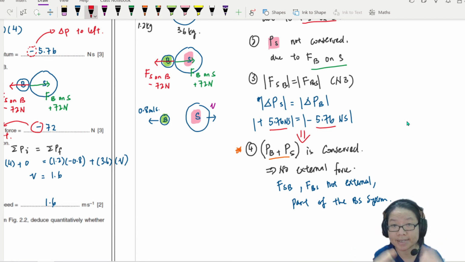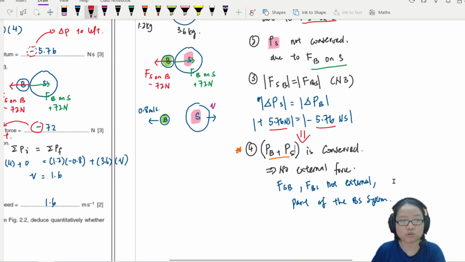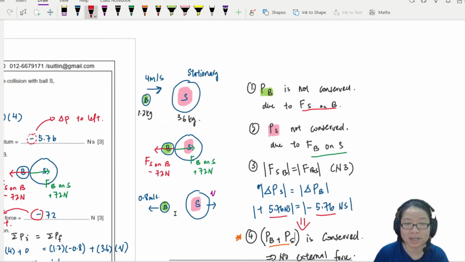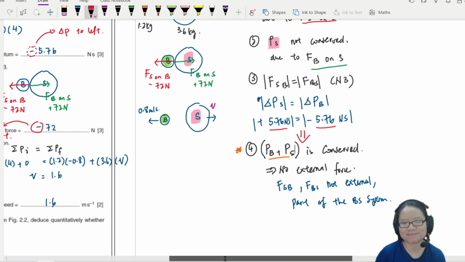Make sure your ideas are there, okay? They are not different things. They are the same. So how you choose your system is up to you. If you want to look at B alone, then momentum is not conserved, because there is an external force. If you look at S alone, then momentum is not conserved either, because there is an external force. But these two external forces are actually equal in magnitude thanks to Newton's third law, and they will have the same change in momentum, because momentum is conserved if you take both of them together.